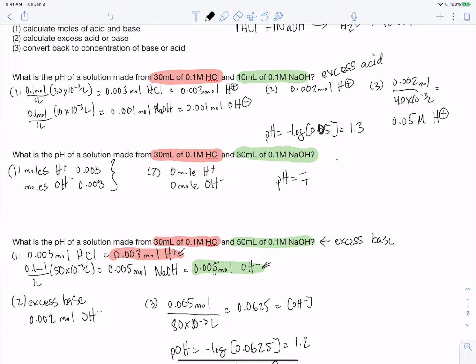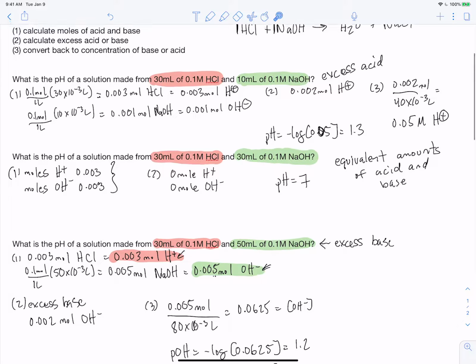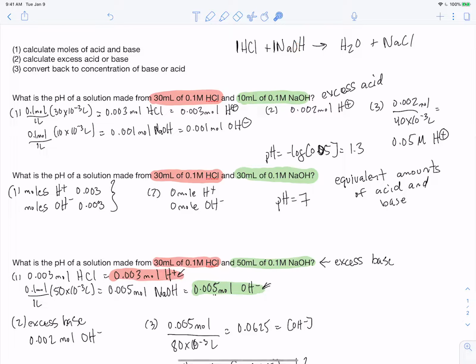So this is when you're at equivalent amounts of acid and base. For strong acid, strong base, that's the simplest situation. Your pH ends up equaling 7. And that's just because I don't have acid and I don't have base there, and so I'm not expecting the solution to be acidic or basic. It's just going to be neutral. And so that's how that works.